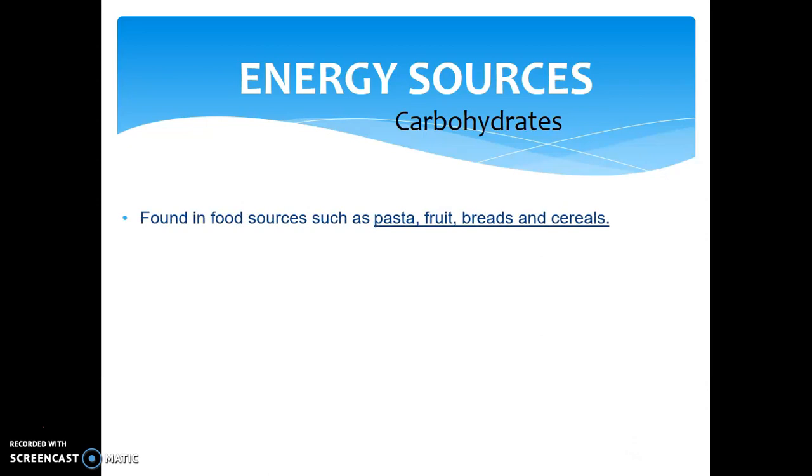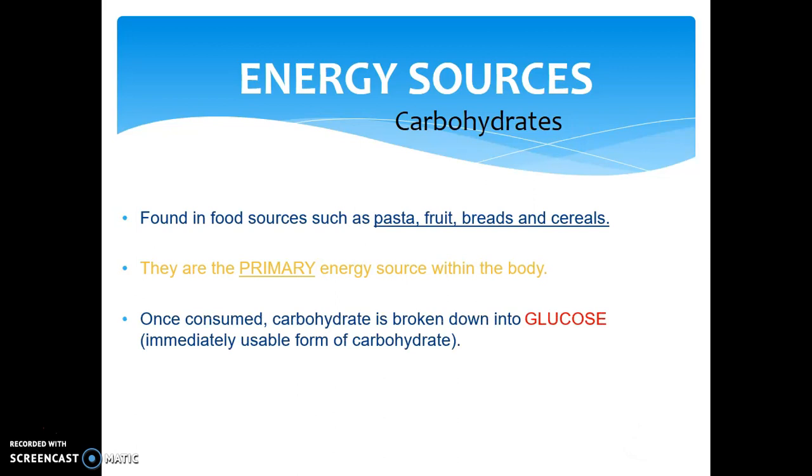So we'll start off with carbohydrates. So carbohydrates are found in food sources such as pastas, fruits, breads and cereals. They're the primary energy source within the body. So once consumed, carbohydrate is broken down into glucose, which is the immediately usable form of carbohydrates. From here, the glucose is then transported via the blood to the muscles for energy release. So that's all well and good if we use that glucose energy straight away.